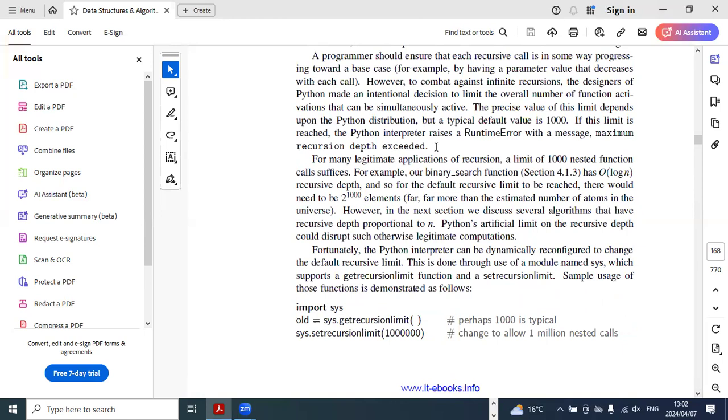Python typically has a default limit of 1000, so that you're not going to crash your system. If you reach beyond 1000, it gives you a recursion error message: maximum recursion depth exceeded. You can raise the limit, but it also depends on how big your system is, how big your computer is.